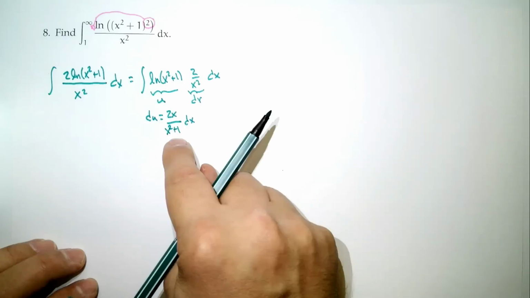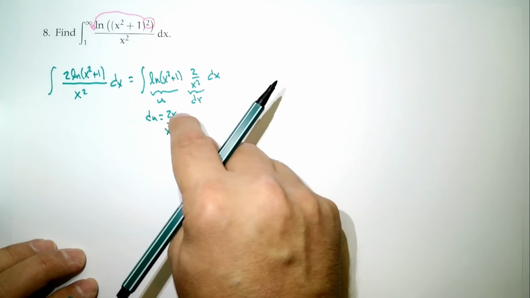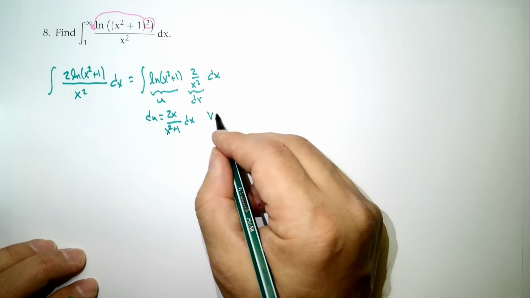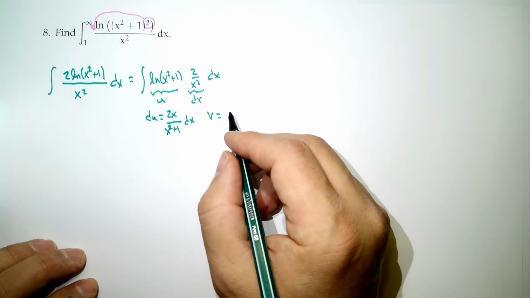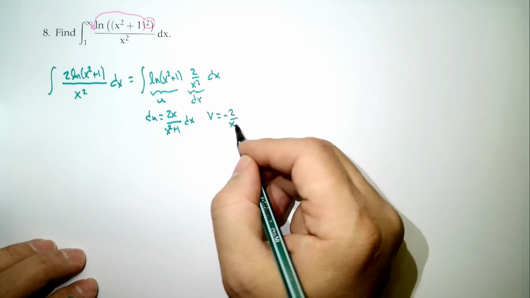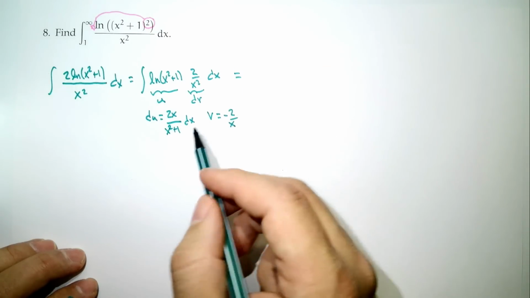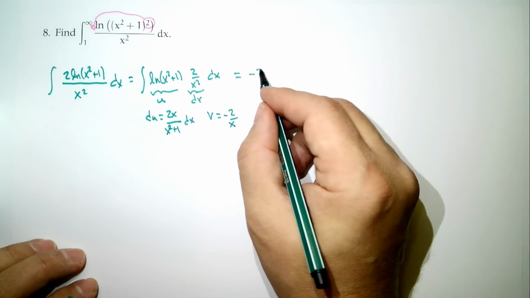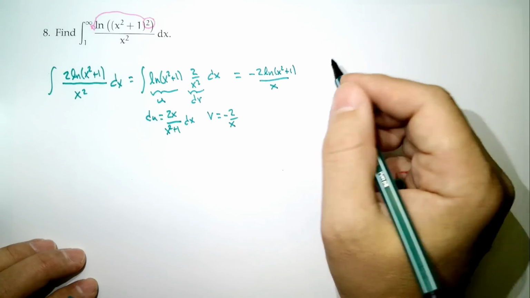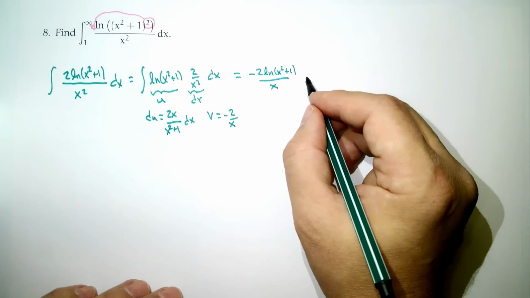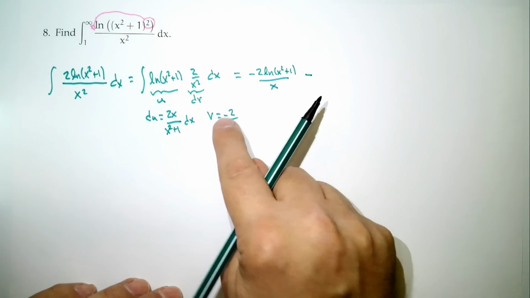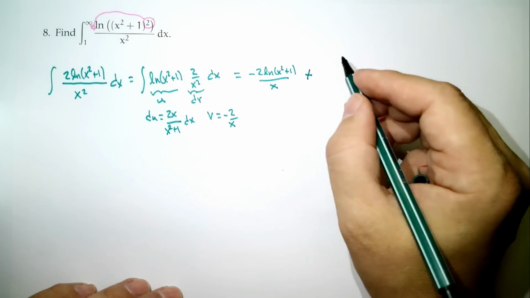So it's always 1 over the inside. That's the 1 over x squared plus 1. Then the derivative of the inside is what's on the top. What's the integral of 2 over x squared? Negative 2 over x. So we'll get uv, so minus 2 natural log x squared plus 1 over x. And then we're going to have minus the integral of v du. So there's already a minus in that v, so minus minus will make it plus.